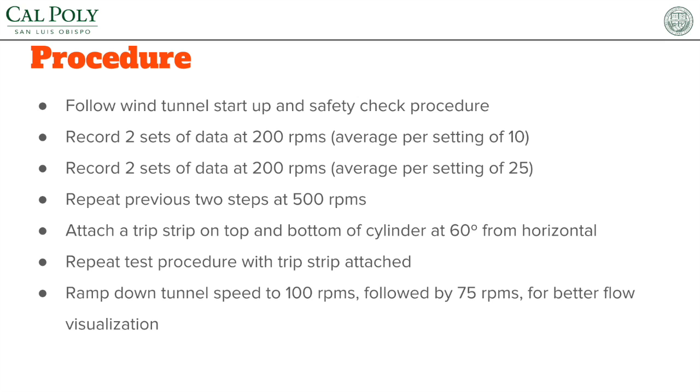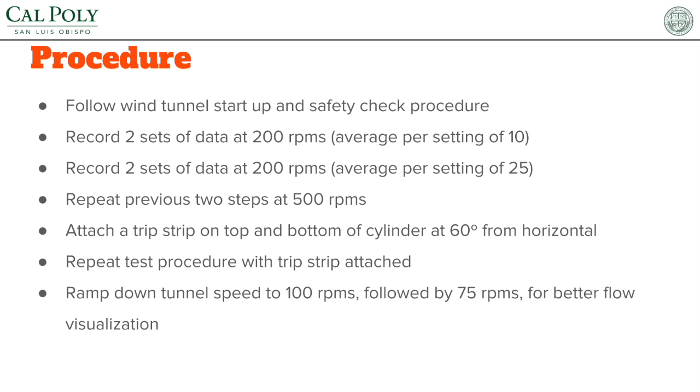The first step taken after securing the test rig in the tunnel and ensuring all lab equipment was prepared was to run through the lab safety checklist and startup procedure. Then, after taking wind-off data, we began our testing. With no trip strip, we recorded 2 sets of data at 200 RPM with an average per setting of 10, and then another 2 sets with an average per setting of 25. We then repeated these 4 data sets at 500 RPM.